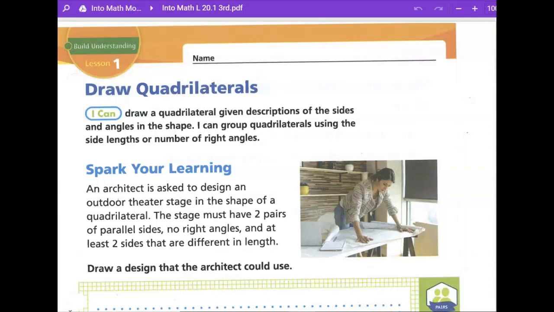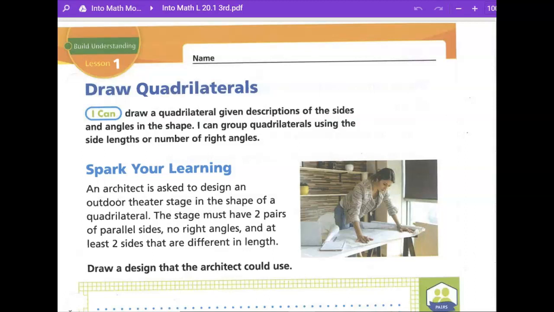Spark your learning. An architect is asked to design an outdoor theater stage in the shape of a quadrilateral. An architect is a person that you pay to design things. Like the school paid an architect to design this new addition. Anytime you're going to build anything, and especially if it's a big project, you usually need an architect. Okay, so she's to design an outdoor theater stage in the shape of a quadrilateral.